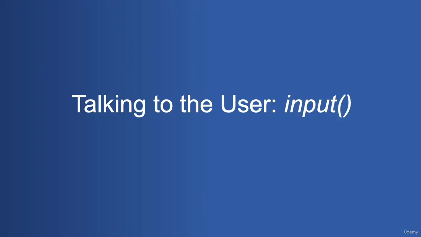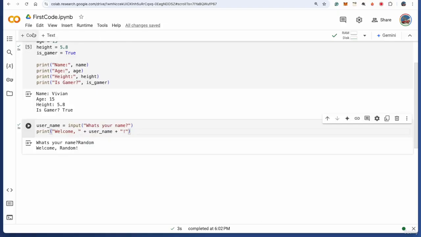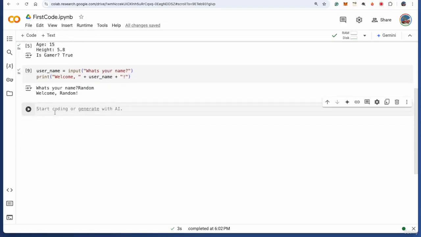Now to move on to our next step, we're going to do some math magic. Who needs a calculator when you have Python? Let's do some quick math. So I'll go ahead here, create a new code snippet, and here I'm going to create a variable first, x equal to 3. Next, I'm going to create another variable y equal to 10.